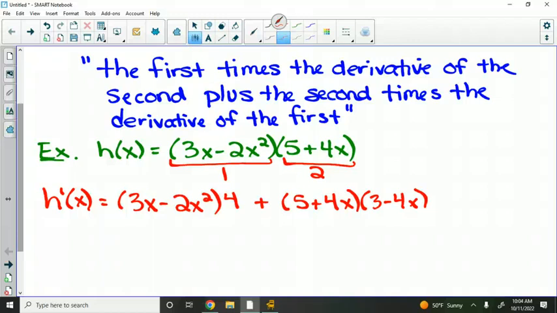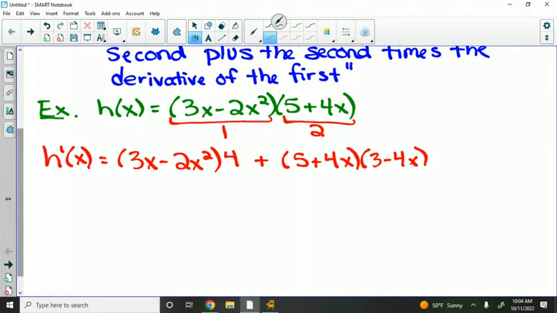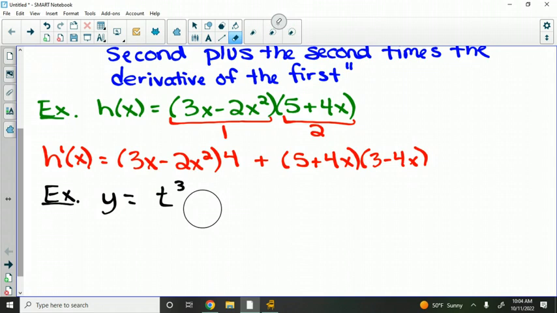Okay, let's try another one. We've already done one successful product rule. I think it's time to throw in a trig already. Let's do y equals, yeah, I'll keep a t in there. I think we're ready for a t. t cubed times the cosine of t.